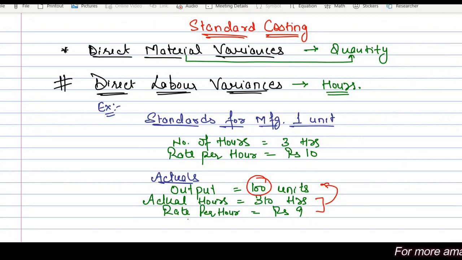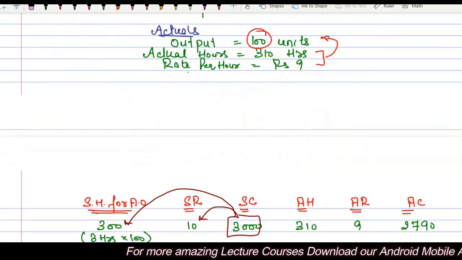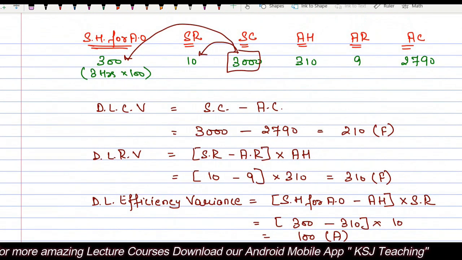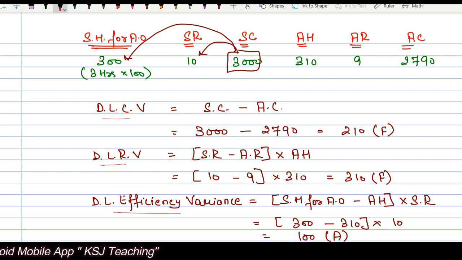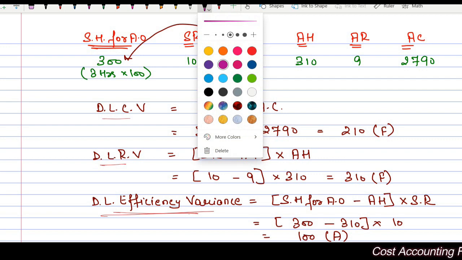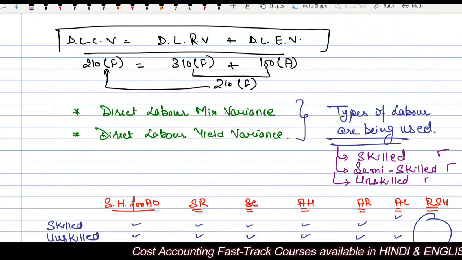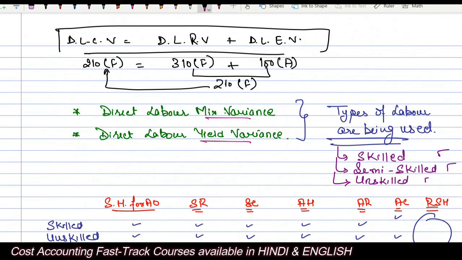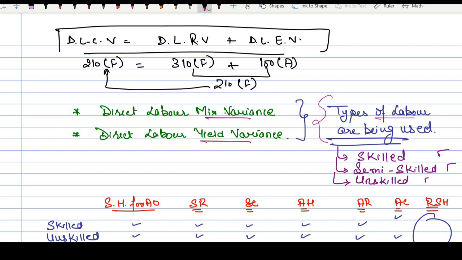Okay. So now, we started with the labor variances, similar to what we have covered in the material variances. There I told you direct labor cost variance, direct labor rate variance, and direct labor efficiency variance, right? So this is what we discussed. After that, two more variances, that is direct labor mix variance and direct labor yield variance. These are calculated when two or more types of labor are being used, right? Like skilled, semi-skilled, unskilled.